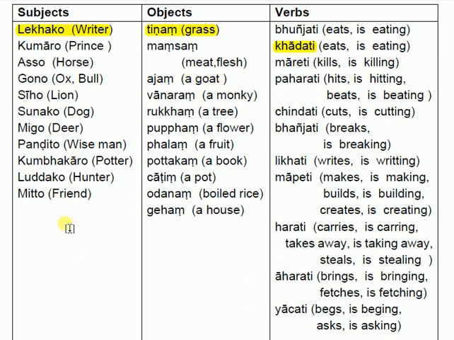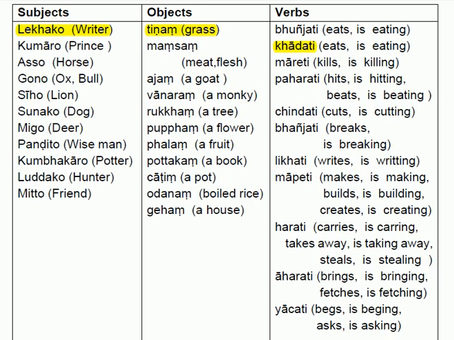You can also make funny sentences, like this one. Lekako, writer. Tinang, grass. Khadati, is eating. Lekako tinang khadati. Writer is eating grass. It's a somewhat funny sentence. It's okay to make funny sentences because you just want to memorize these words. It may help you to memorize them. Like this, you can now make more than 100 sentences using these boxes. Please do this exercise later.